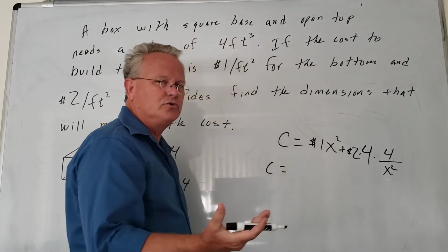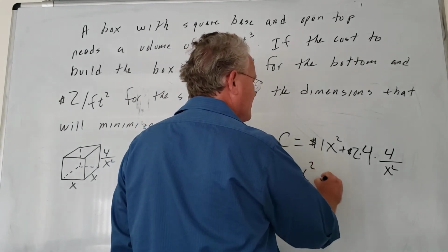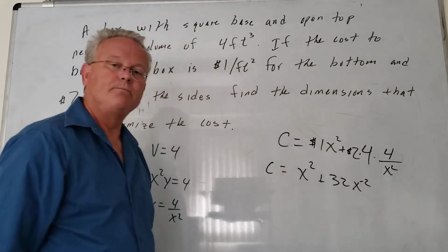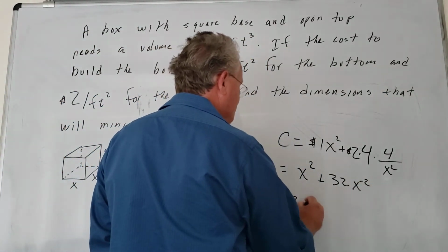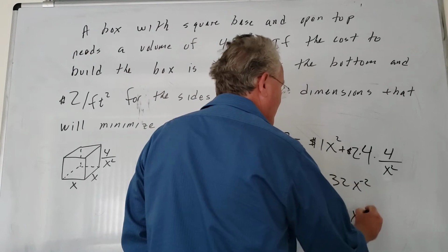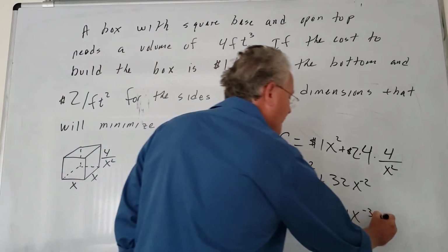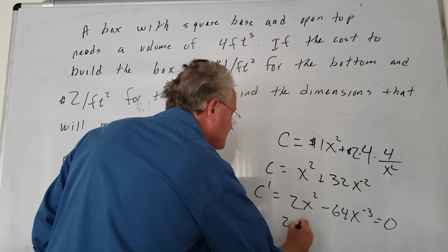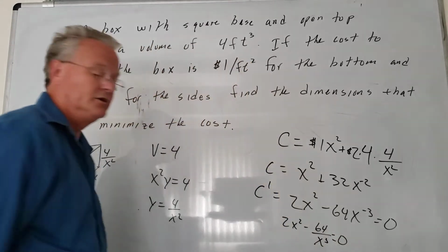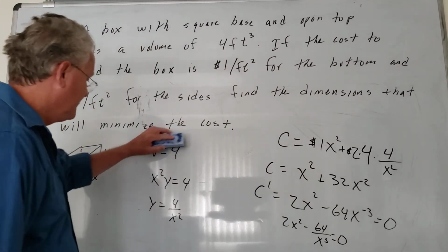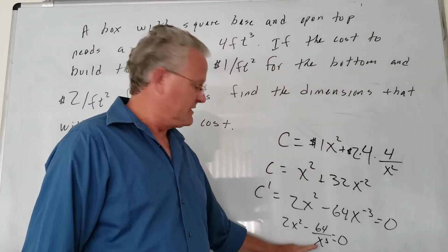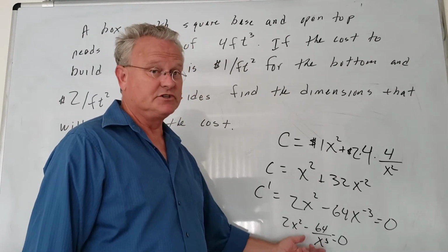Let me clean this up a little bit. I'm going to take away the units of dollars. So we have x squared plus 8 times 4, which is 32, and let me write that as x to the negative 2. When we take the derivative of the cost, we get 2x minus 2 times 32, which is 64, x to the negative 3. Setting this to 0, we have 2x minus 64 over x cubed equals 0. By inspection, we can see one of our critical numbers is x equals 0.